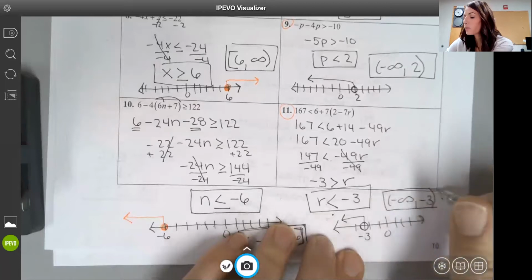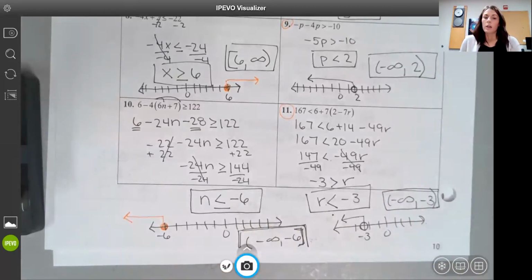Okay, so now you will have some homework on inequalities tomorrow in class. That will give you some more practice. Probably the trickiest piece here is graphing it correctly and writing the correct interval notation. You really want to be aware of when you flip your sign, because if you didn't flip your sign, not only is your answer wrong, but your graph would be wrong and your interval notation would be wrong.